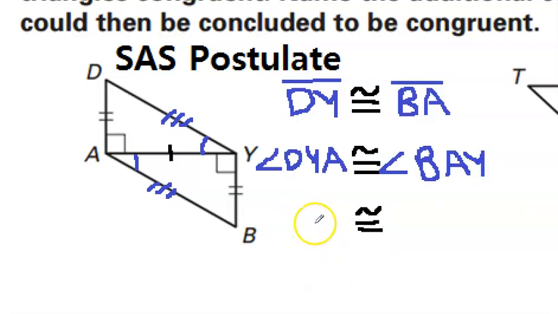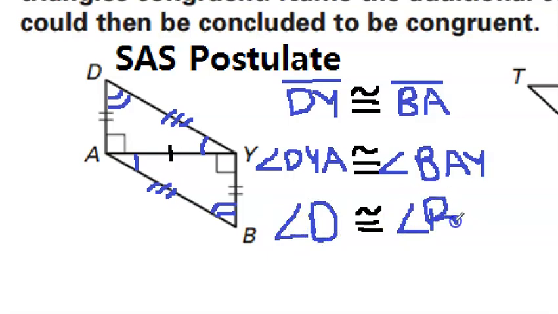DYA is congruent to BAY. All right. Then we also have this angle up here, and I get to be lazy on this angle up here. I can just say angle D is congruent to angle B. I don't have to elaborate because that is the only angle coming from point D. That is the only angle coming from point B, which means I can stop right there.